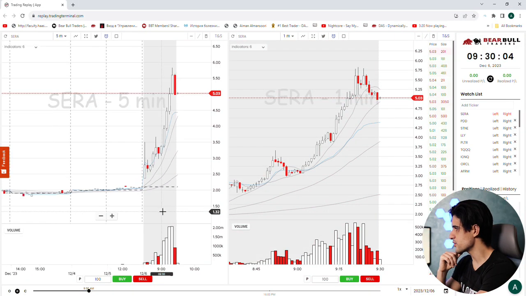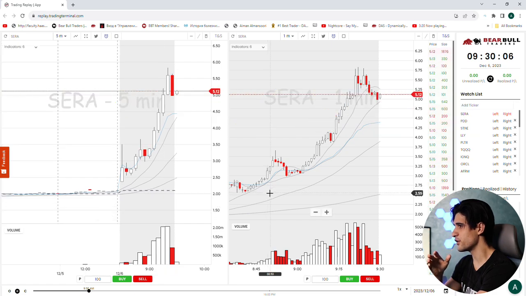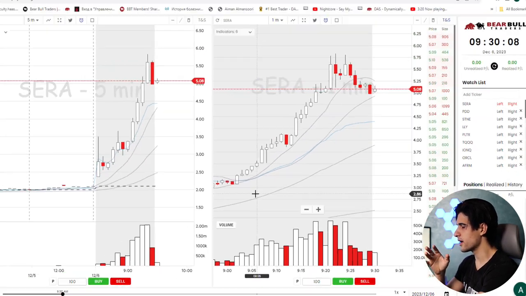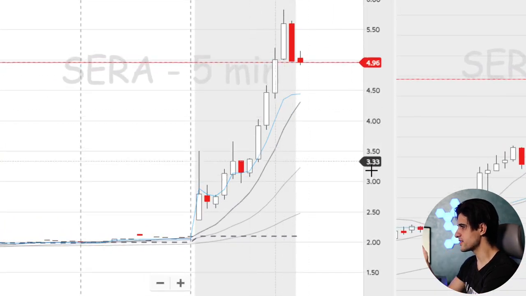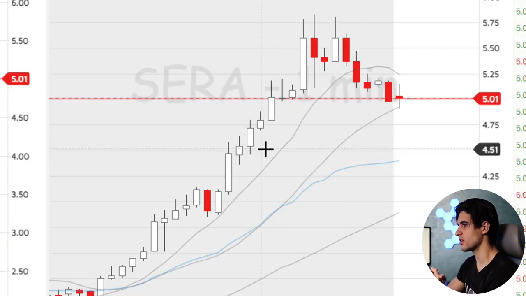This is here, and you could see that this is a low float stock. So normally I don't play low floats. I usually play high caps. Low floats are really risky, and honestly you are not going to find these type of stocks or these type of movers a lot of time.